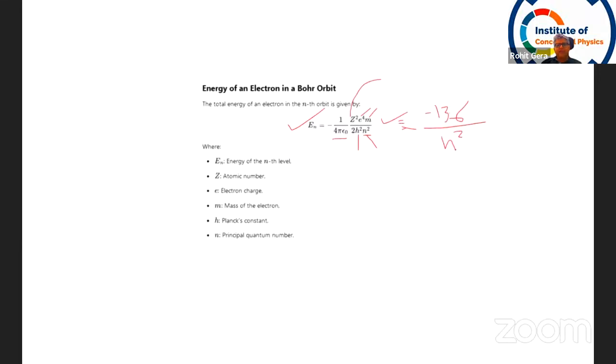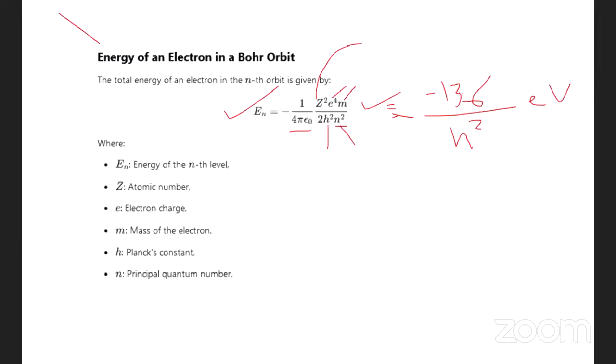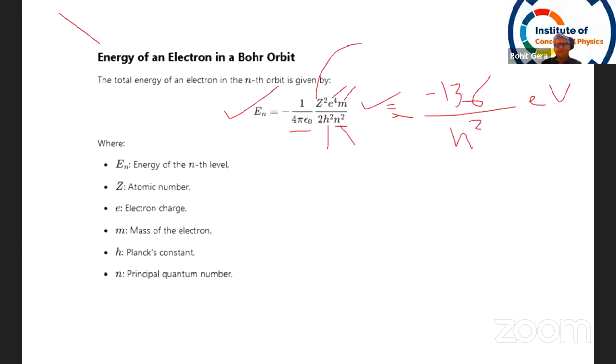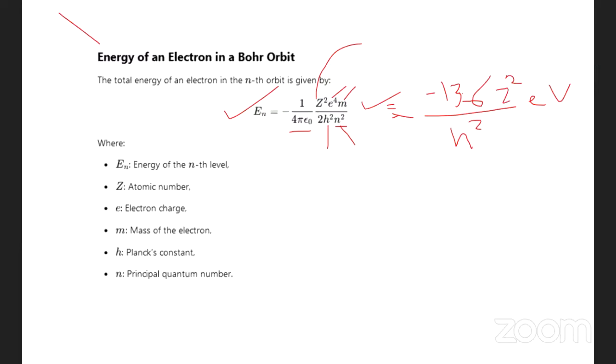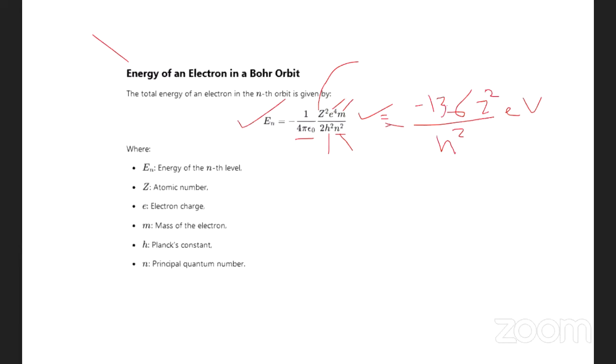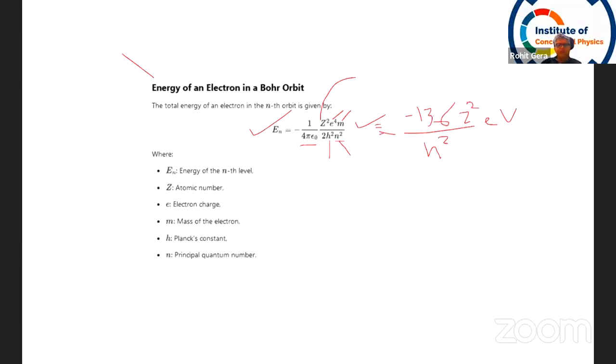I will tell you the derivation, don't worry. Just telling you the expression. Minus signifies stability. The energy is negative. So kinetic energy is positive, but the potential energy is negative. So this is it. So this is z square by n square, sorry.